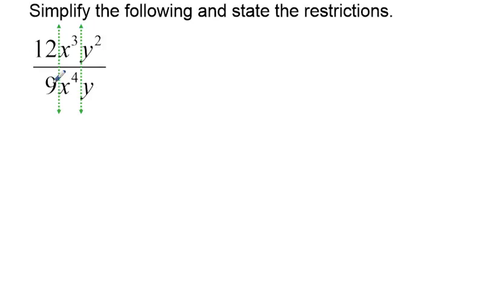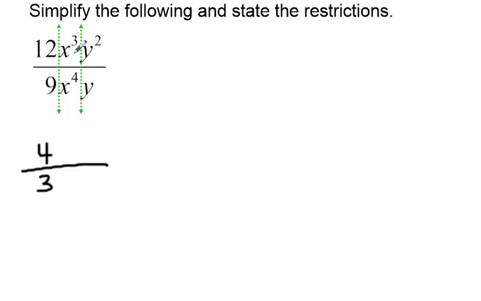So if I take 12 over 9, I can think of that as a fraction, both top and bottom divisible by 3. So dividing 12 by 3 and 9 by 3, I get a 4 on the top, and I get a 3 on the bottom. So an equivalent fraction to 12 over 9 will be 4 over 3.